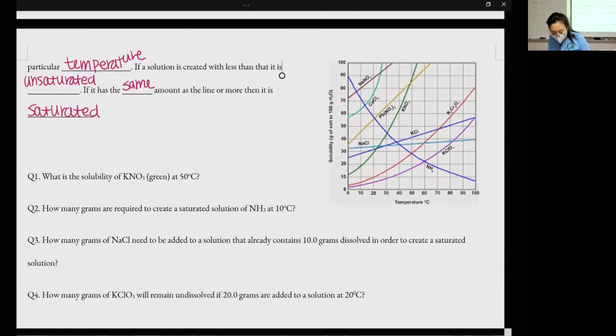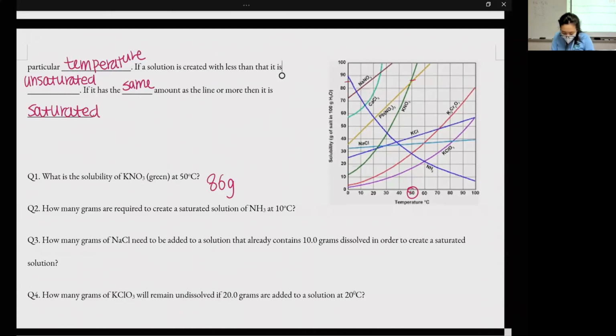Okay, question one says, what is the solubility of KNO3, which is the green line right there, at 50 degrees Celsius. So 50 degrees Celsius is right here. And then if you go up to where it meets the line, it's about 86. So we'll just call it 86 grams.